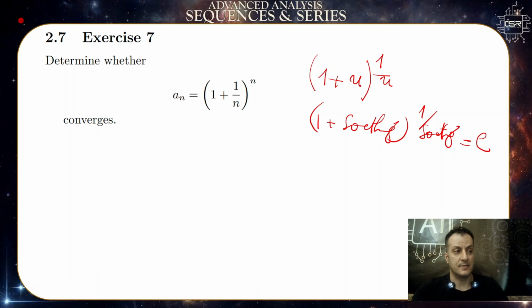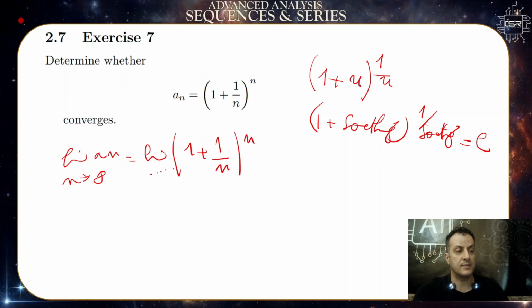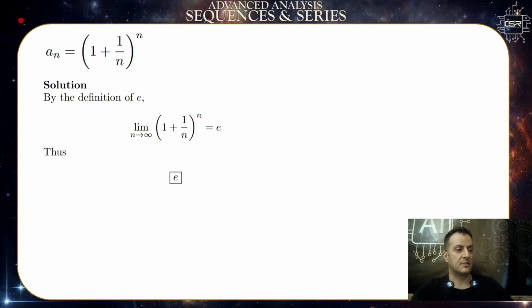Therefore, the limit of a_n as n approaches infinity equals the limit of (1 plus 1 over n) to the power of n as n approaches infinity. And you notice here, you have in the power the inverse of that number on the inside, which is 1 over n. The power is the inverse, which is n. Therefore, this is equal to e, or the exponential. So the limit converges to the number e. Here's the solution. The limit of (1 plus 1 over n) to the power of n is equal to e.